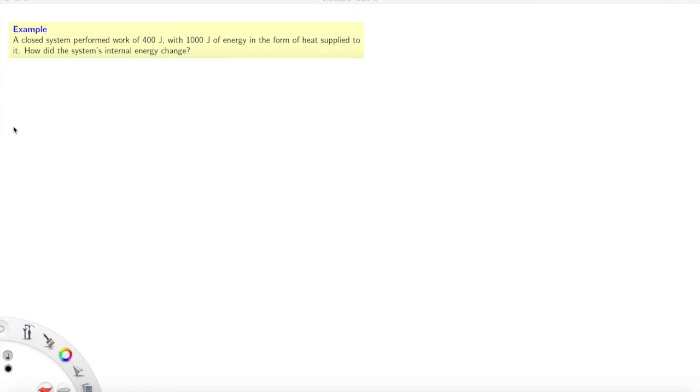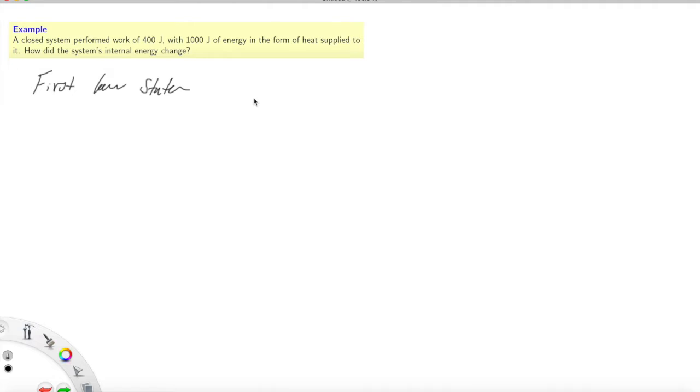Okay, I have an example problem, and it says a closed system performed work of 400 joules with 1000 joules of energy in the form of heat supplied to it. And the question is, how did the system's internal energy change?